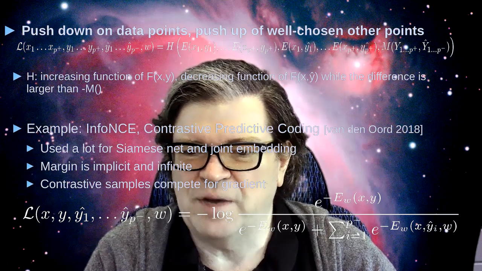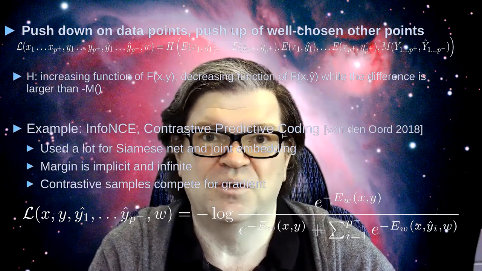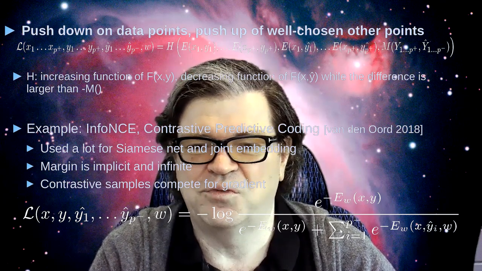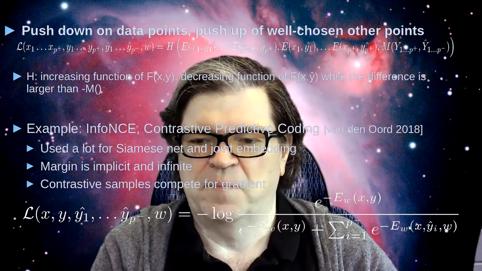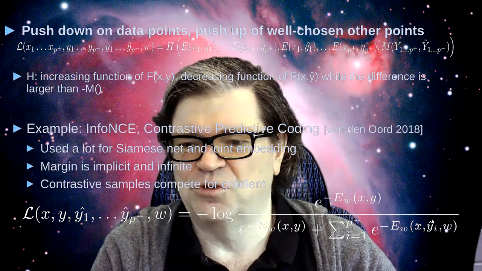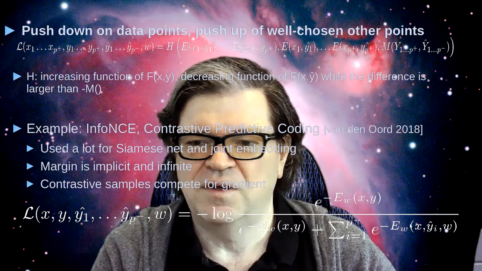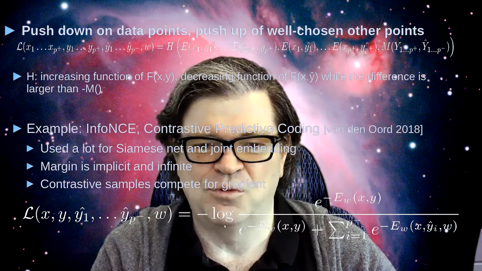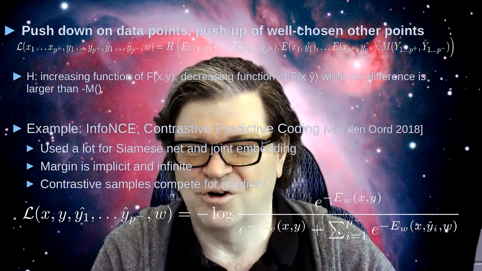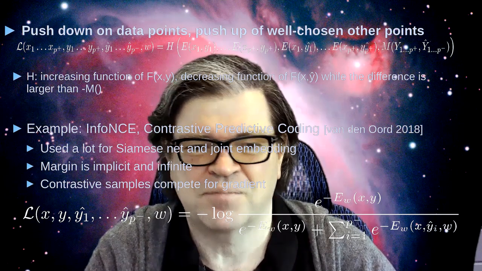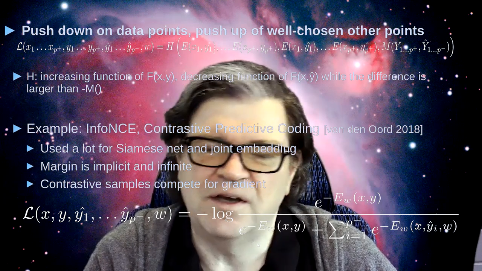But if the energy of the bad guys are too low, then this denominator matters, okay? And their energies are going to be pushed up because you want to make this whole term, this whole sum, small. You know, which means you want to make the minus log of 1 over, which is a log of this, small, okay? So what advantage does that give you?